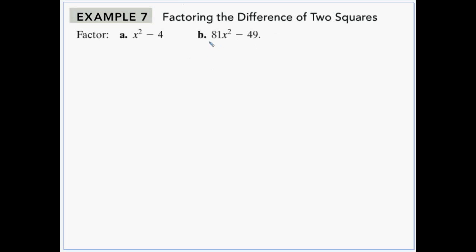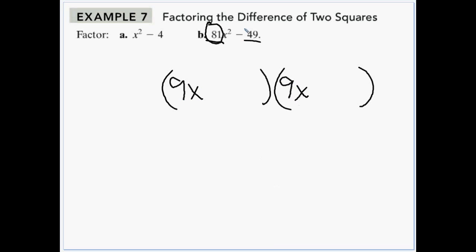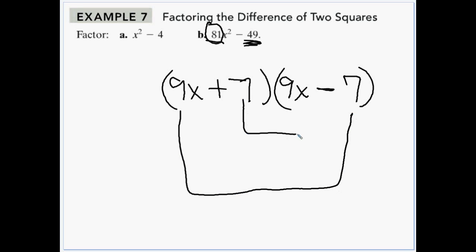Okay, now this one, when I look at it, 81 is a perfect square. 49 is also a perfect square. So this is going to work out just nice. What is the square root of 81? Well, it's 9. So our leading terms are 9x and 9x. The square root of 49 is 7. So we're going to have some 7's in there. One will be a plus, one will be a minus. So here our middle terms would be a negative 63x and a positive 63x, and they would cancel out.